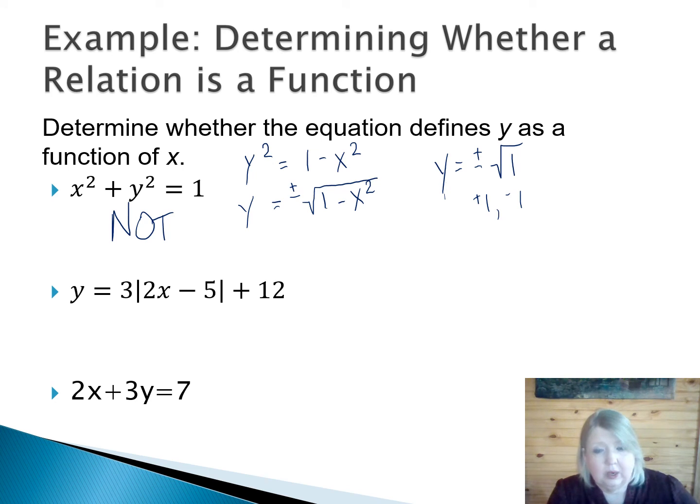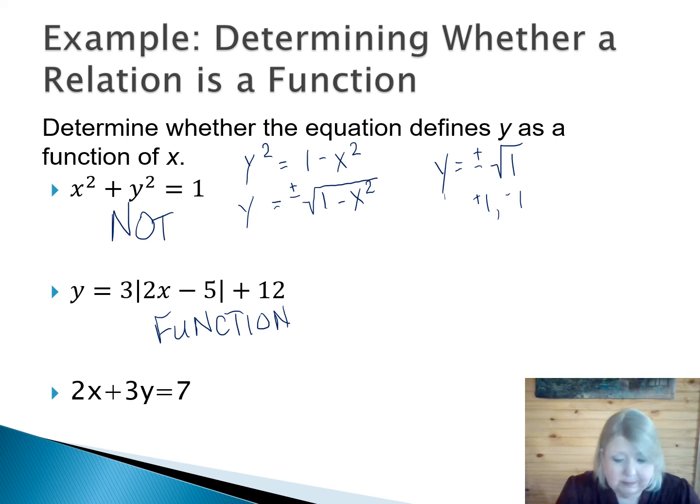Okay, second equation, I hope you recognize it as an absolute value function. It is a function because no matter what you plug in for x, there's only one possible answer for y. Doesn't matter what you plug in, you're going to multiply it by 2, and there's only one answer to that. Subtract 5, only one answer for that. So adding, subtracting, multiplying, dividing, those all just give me one possible answer. So therefore it is a function.